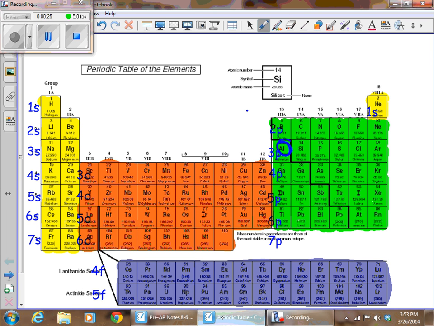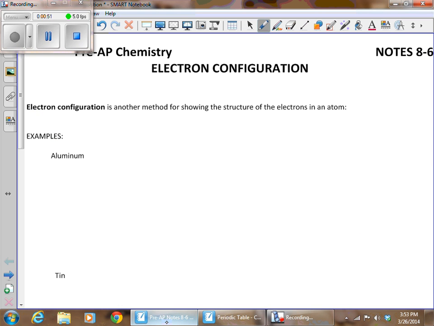Aluminum, as I've already circled up here, is a 3p element. Remember, that means that aluminum's last electron is in the 3p sublevel. So we have to write down all of the sublevels, 1s, 2s, 2p, 3s, and 3p, that occur for aluminum and that aluminum has electrons in. So let's go back to the notes. And aluminum again has 1s, 2s, 2p, 3s, 3p sublevels.